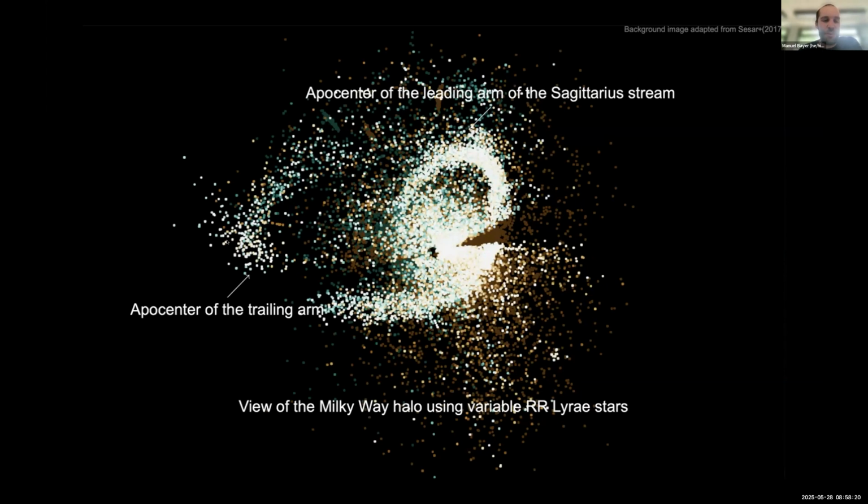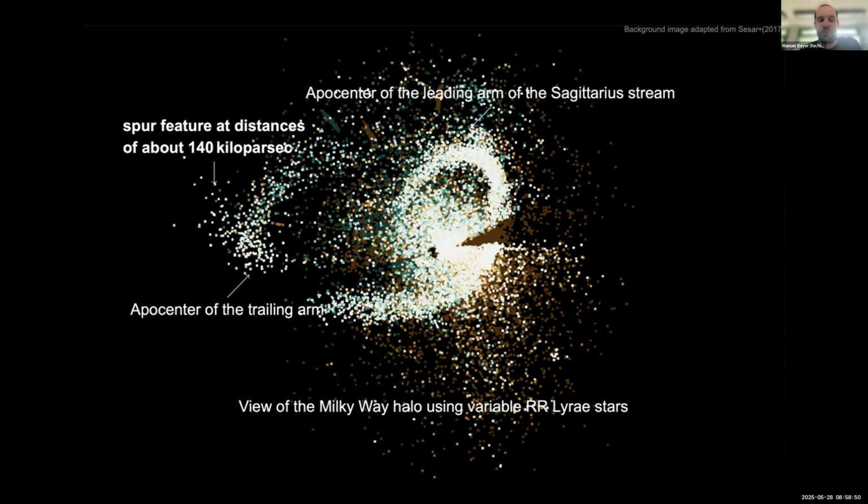If you now pay attention to these dots here, which are beyond the apocenter of the leading arm, this is one of the features of the Sagittarius stream that is currently known as one of the most distant extensions. This is a spur feature at a distance of about 140 kiloparsec. And as you can see, this has been mapped already with RR Lyrae stars.